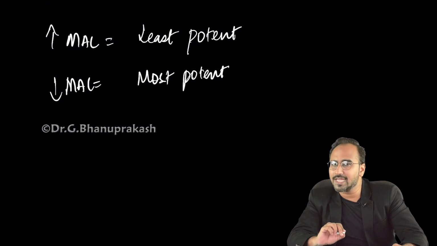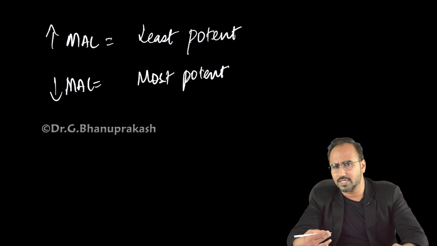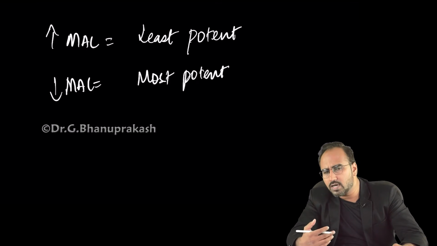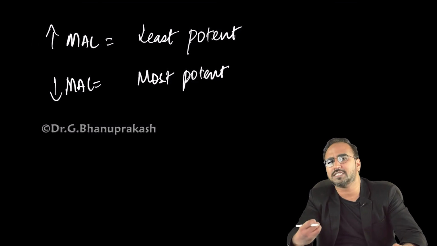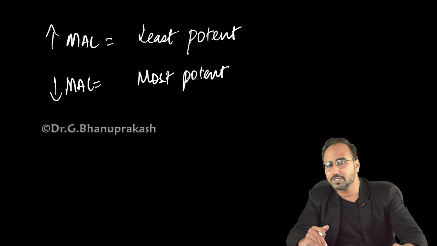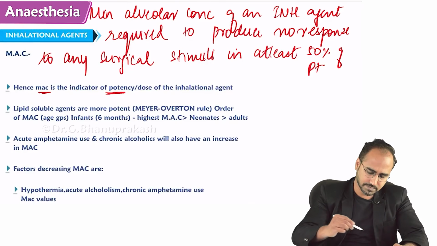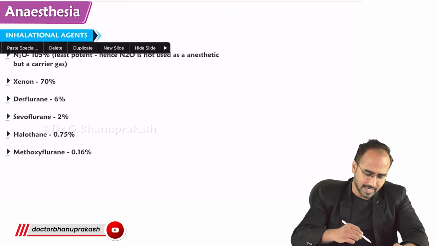So MAC indicates the potency and this MAC value keeps on changing, right? Usually when the child is born, he'll be having a high MAC value. When he becomes an infant, the MAC value is highest in the infancy. But as we are aging, what happens to the MAC value? The MAC value decreases, right? So remember, guys, this is regarding the MAC.